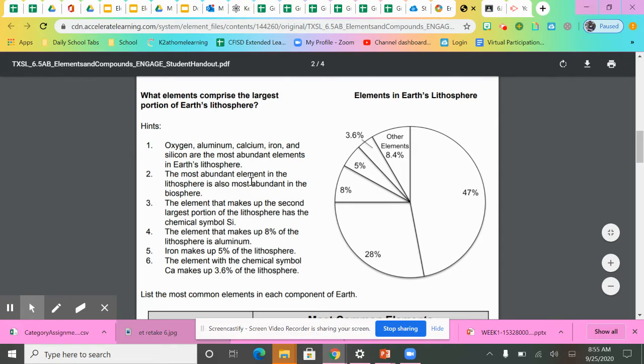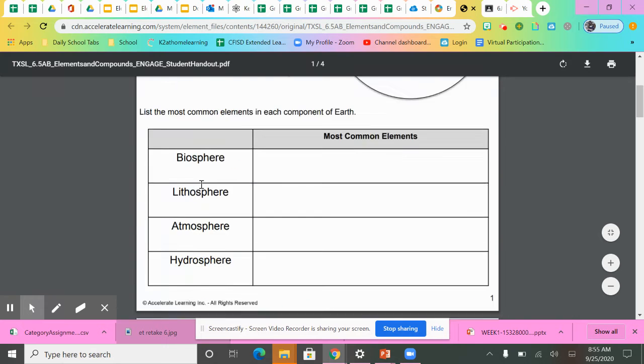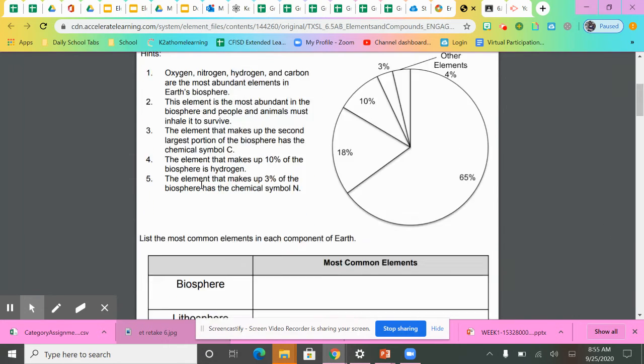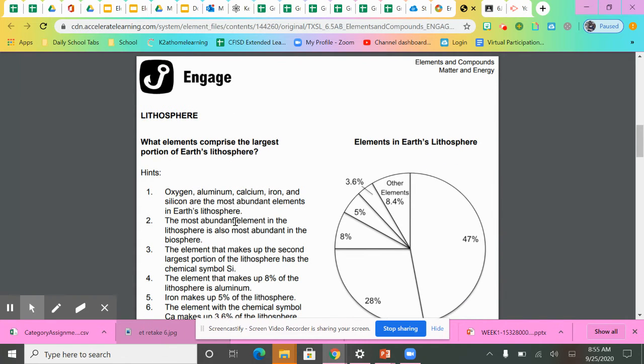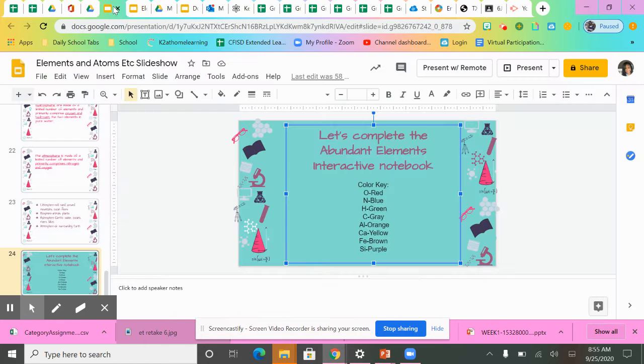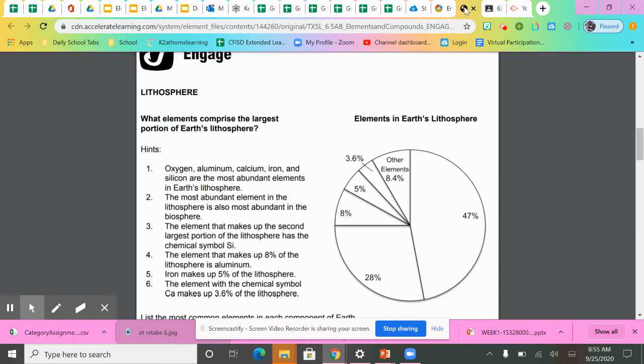The most abundant element in the lithosphere is also the most abundant in the biosphere. So we just did the biosphere, right? So which one was the most abundant there? That was oxygen, right? So this one is going to be oxygen as well. And you just keep on going with all the other hints, and you color it based on what the color key here told us to color it.